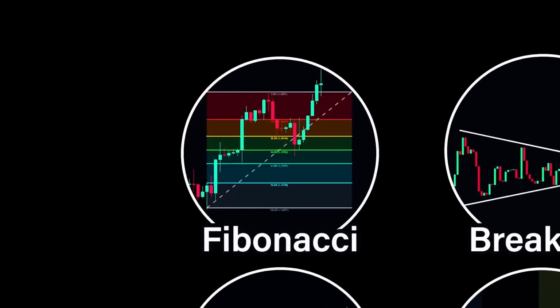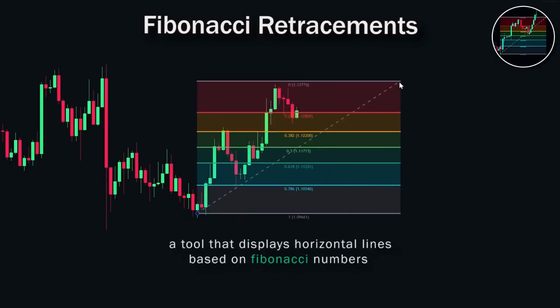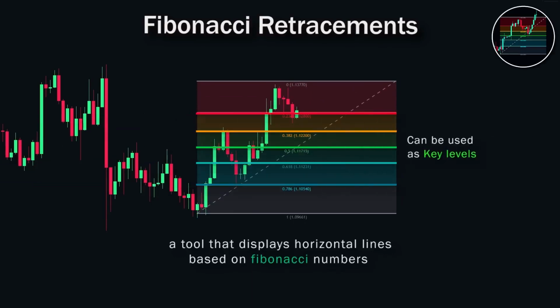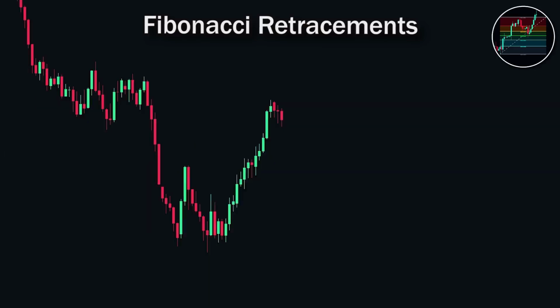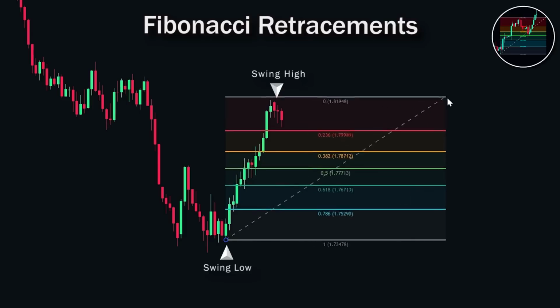Fibonacci retracements is a tool used to show horizontal levels derived from Fibonacci numbers. These levels can subsequently act as significant support or resistance zones. To use the Fibonacci retracement tool, begin by spotting a swing low and a swing high on the chart. Then apply the tool starting from the swing low to the swing high.